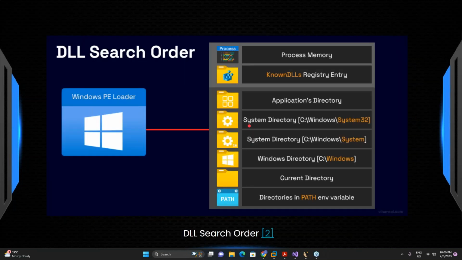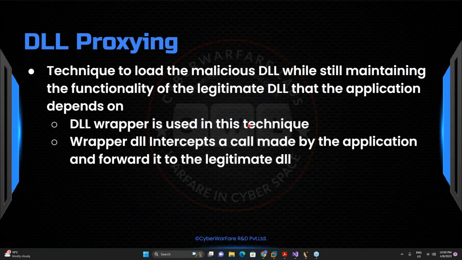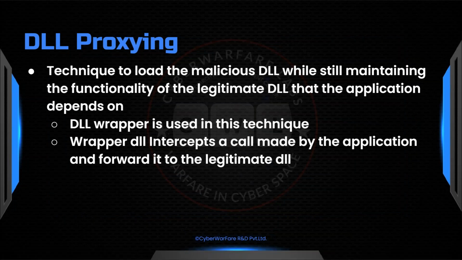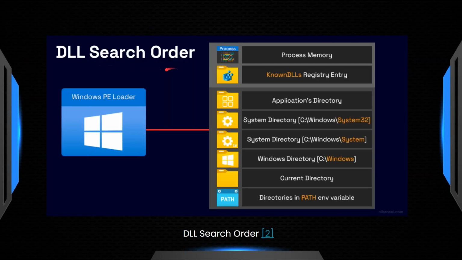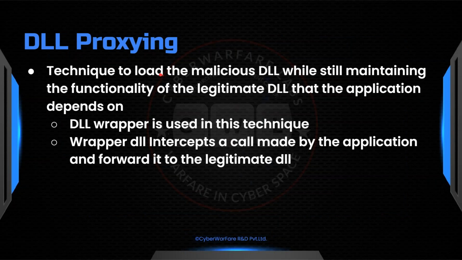Now, previously we also talked about how, whenever the application loads a DLL, it wants some functionality or code from that DLL. That's why it is loading the DLL. So to maintain the integrity of the original DLL, the attacker also uses the DLL proxying technique in combination with DLL search order or DLL side-loading.